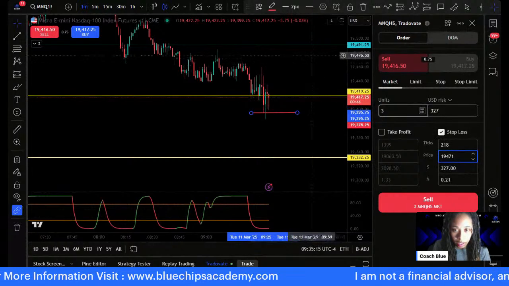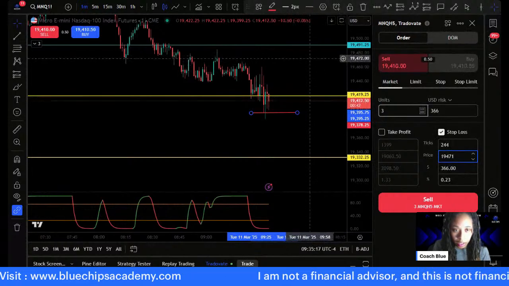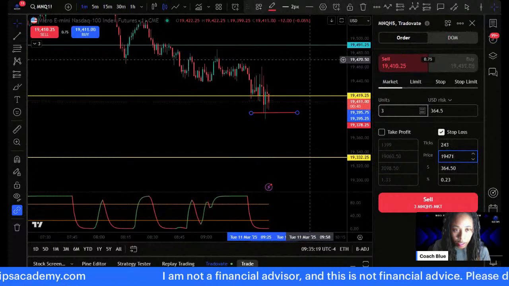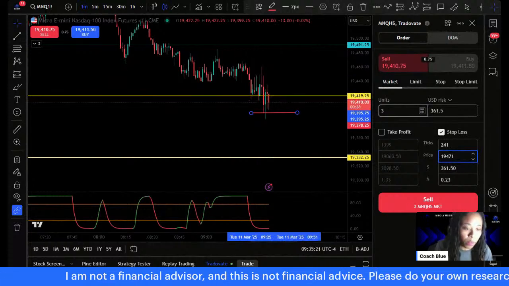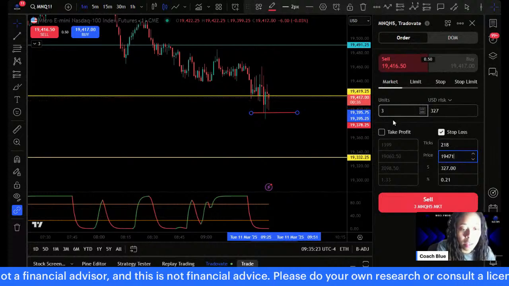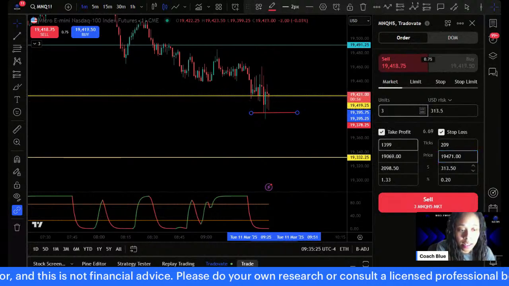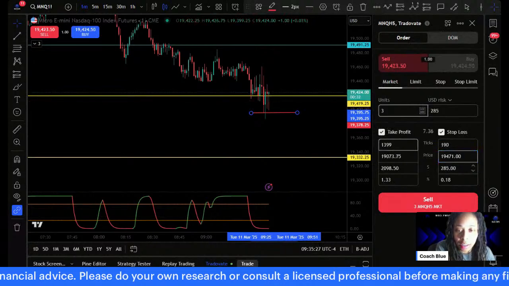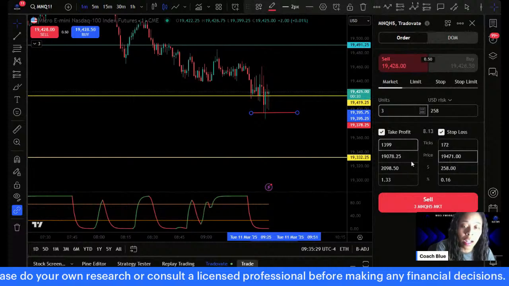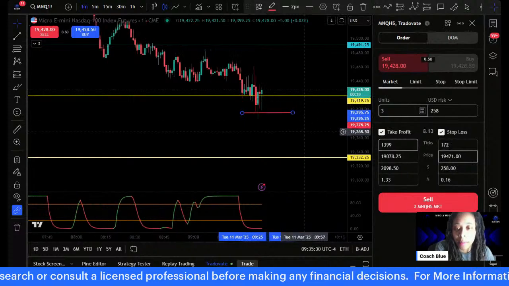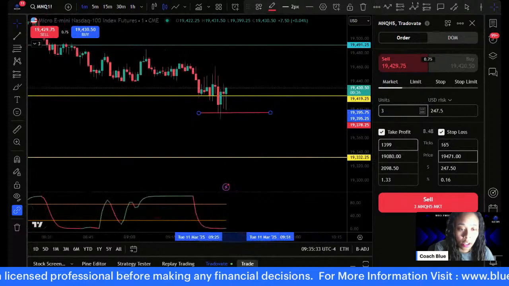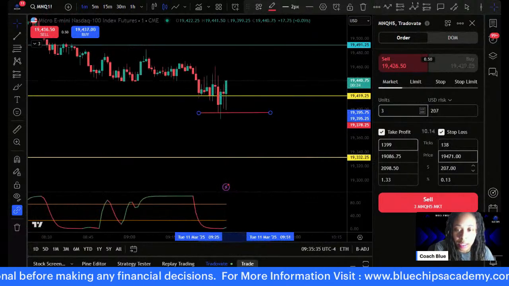471 even is good. Actually, 471 is good. So if I'm looking at that based on where price is, 3 contracts. I try not to risk more than $750 if I am getting into a trade. So 3 contracts based on where price is.